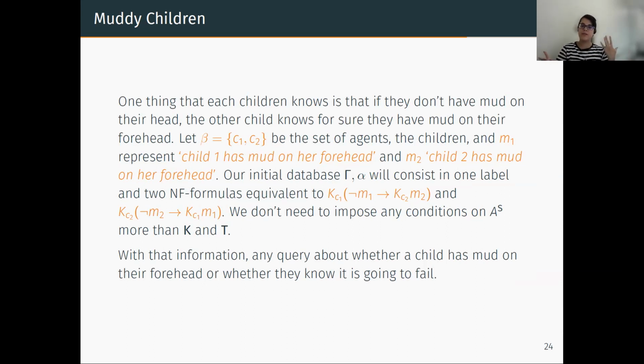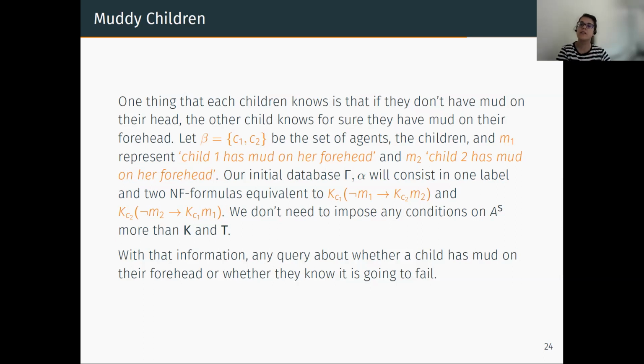So let's consider we have two agents in our set of agents: child 1 and child 2. Let's consider we are representing this information as M1, child 1 has mud on her forehead, and M2, child 2 has mud on her forehead. Our initial database will consist of one label and two normal form formulas that are going to be equivalent to this information: child 1 knows that if they don't have mud on their forehead, then the other child knows they have mud on their forehead. And the same happens for the other child.